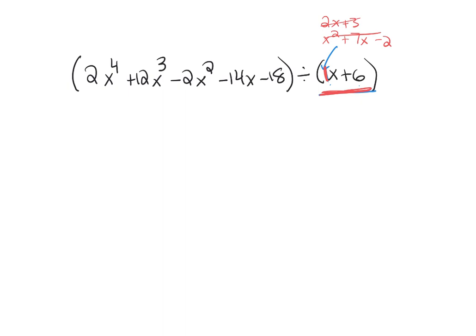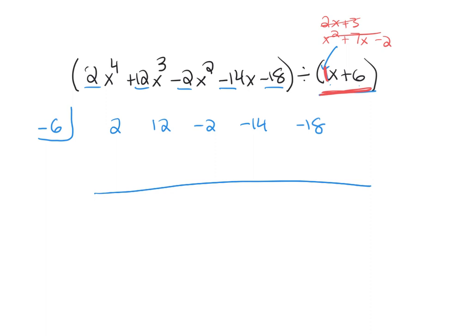So to start, you look at what you're dividing by, so x plus 6, and we're going to think the opposite. We're going to think like when you're solving quadratics, the 0. So we're going to just put in a little box -6. Now we're going to look at the coefficients of your polynomial. Make sure you're not missing any terms. So I have 4, 3, 2, 1, 0. No missing terms. So I'm just going to write the coefficients. 2, 12, -2, -14, -18.